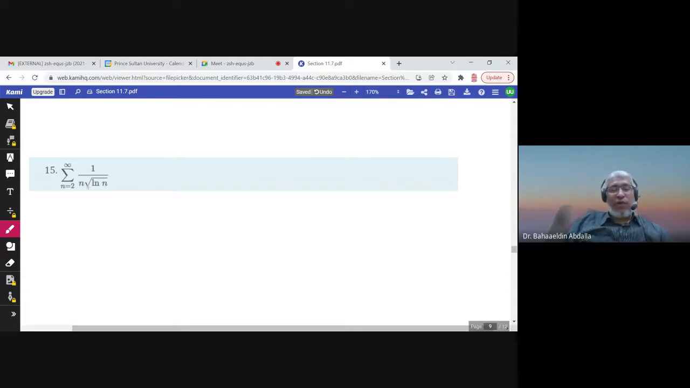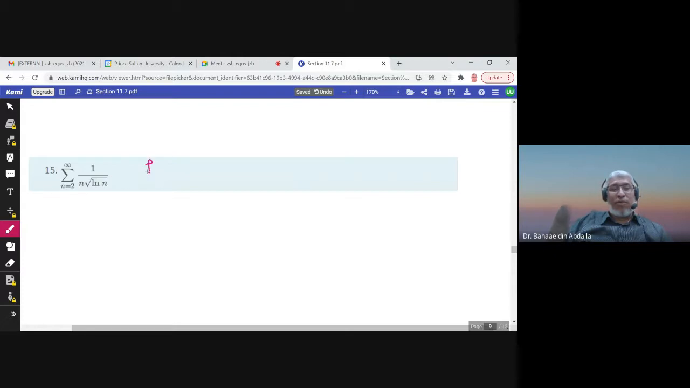Well, I have 1 over n ln n. If I want to compare it with 1 over n, square root of ln n is greater than n. So 1 over this would be less than 1 over n, but 1 over n is divergent. And I have ln here, so using the limit comparison test may not be straightforward. But we solved similar problems like this using integral test in section 11.3.